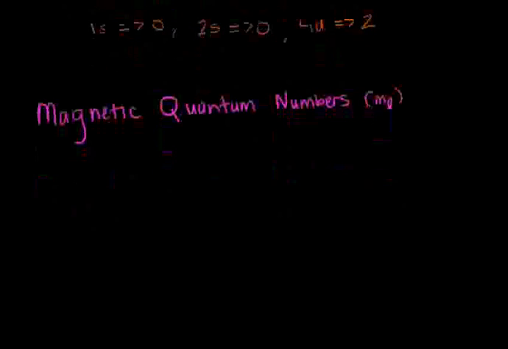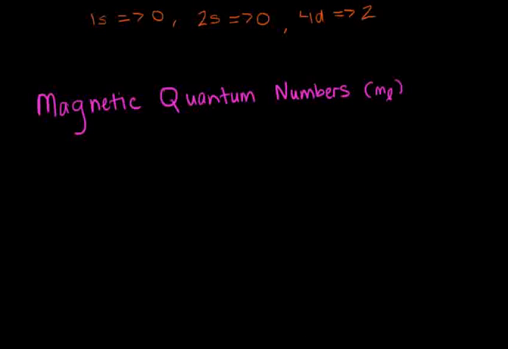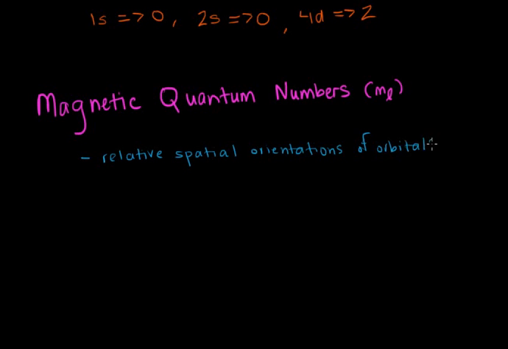So to recap, we've done the principal quantum number, we've described L, the angular momentum quantum number, and now we're describing magnetic quantum numbers. I told you there was going to be a lot of memorization in this video. So magnetic quantum numbers describe the relative spatial orientations of orbitals. I apologize, I'm such a slow writer. You can kind of think about this as the number of arms the orbitals have.